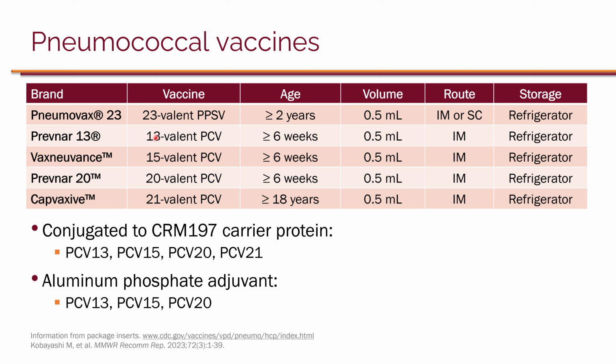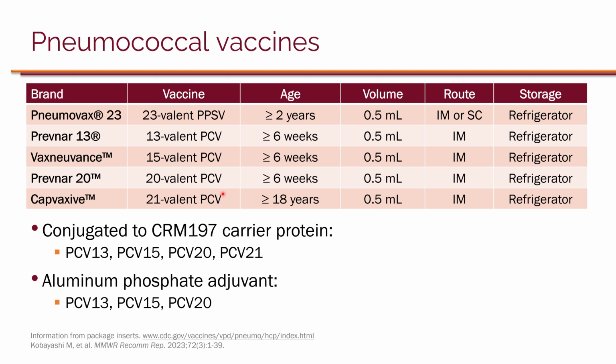And the PCVs, which are pneumococcal conjugate vaccines, differ from PPSV, which is polysaccharide vaccine. They're essentially conjugated to CRM197 carrier protein. So all 4 of the PCVs are conjugated that way, and that improves immunogenicity, which I'll explain in a minute. But also another thing to keep in mind is that PCV 13, 15, and 20 also have aluminum in them as an adjuvant to further enhance immunogenicity.